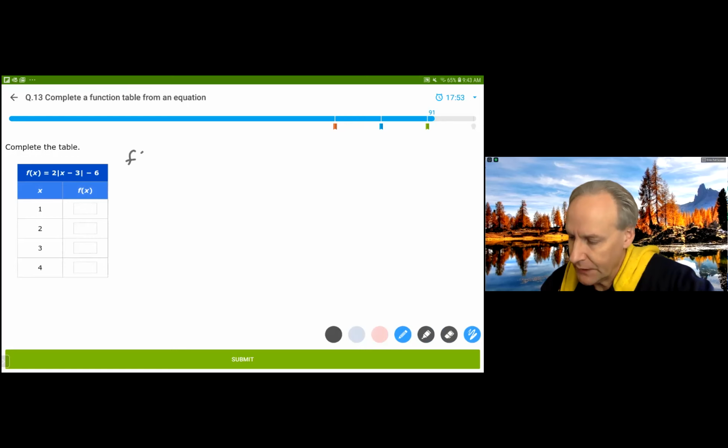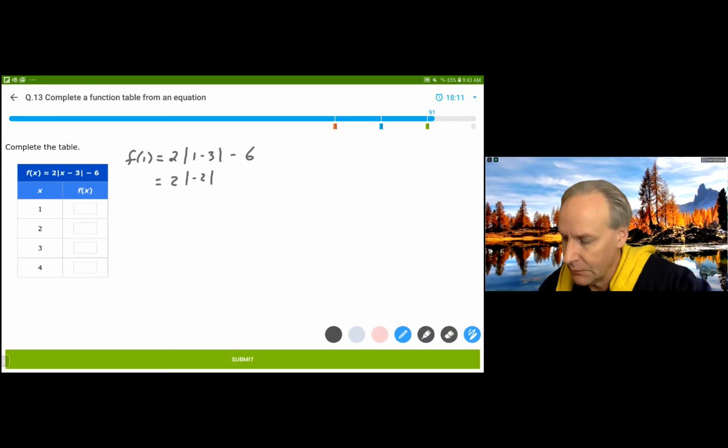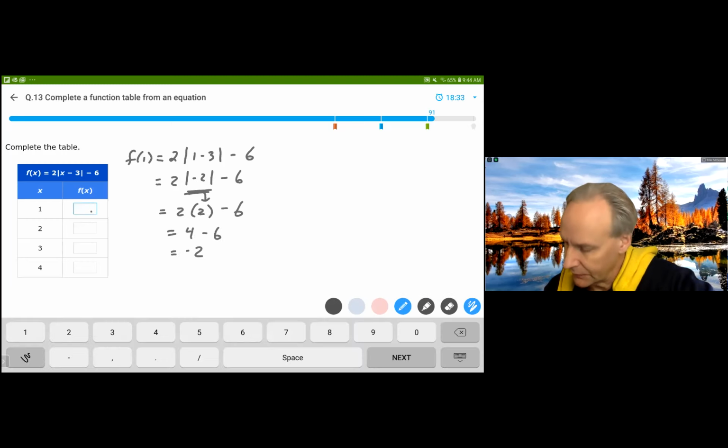So I'll put f of 1 right here, which is going to be 2 times the absolute value of 1 minus 3. I'm not going to put the parentheses. I mean, you hopefully can see what I'm doing. That is 2 times the absolute value of negative 2 minus 6. Now it's going to be really tempting to multiply this. Don't do that. You have to do the absolute value before you do the multiplying. That's 2 times 2, because the absolute value of negative 2 is positive 2. And that is 4 minus 6, which is negative 2. It's a bit long, but there it is.